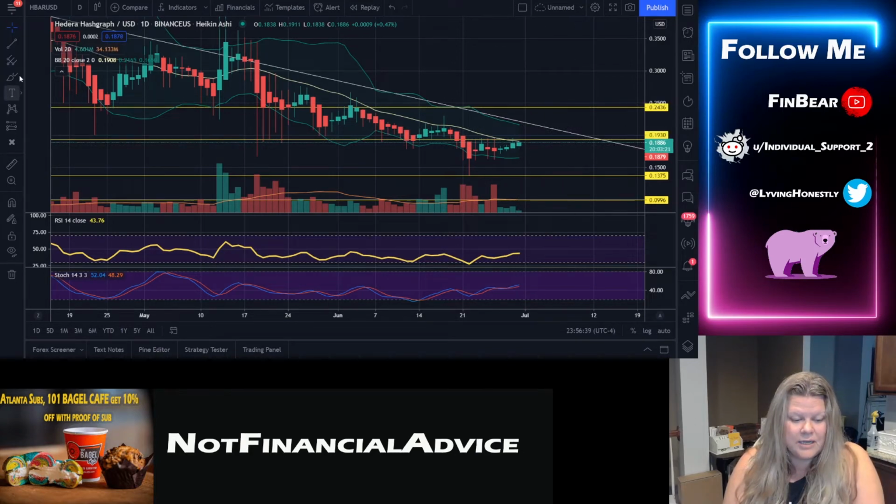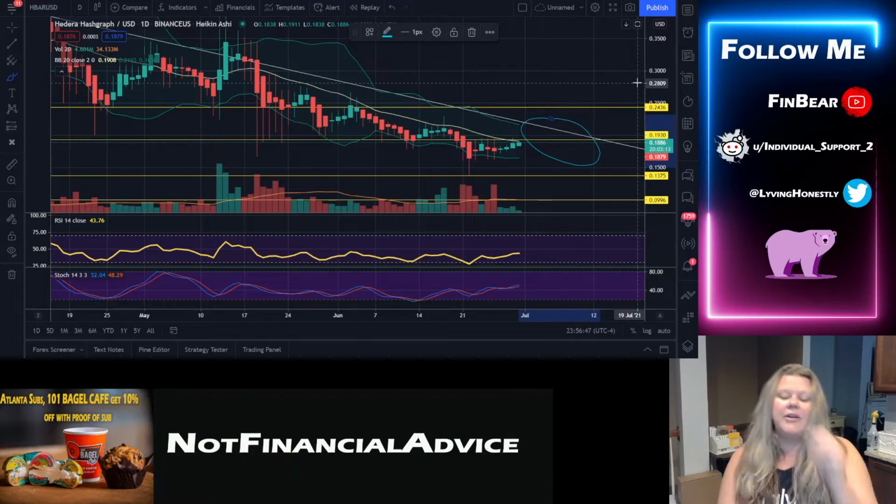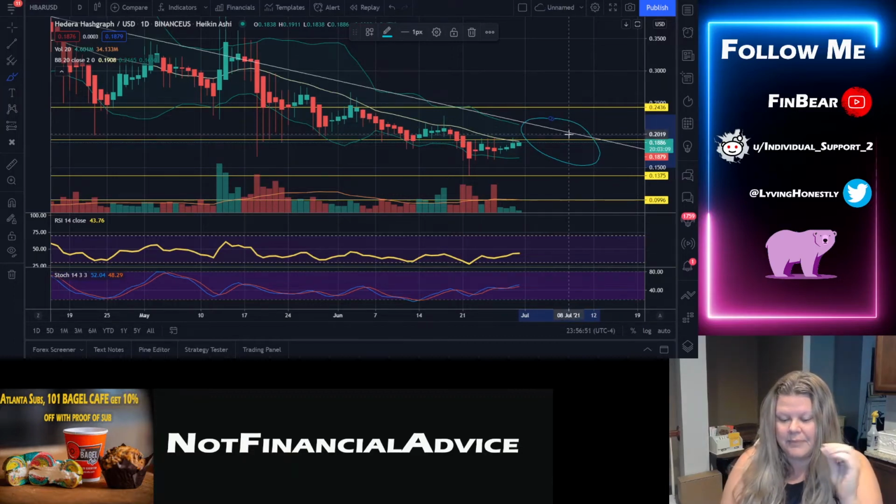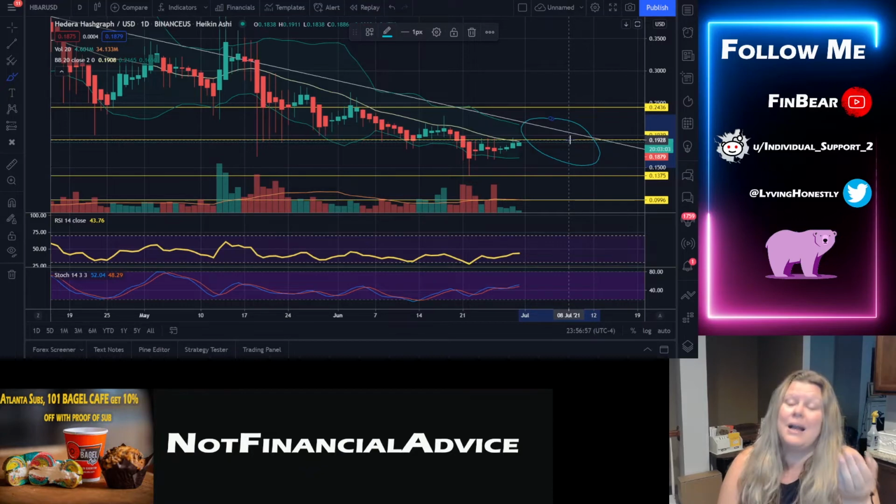See if I can make a square. I can't remember how. We're going to try to see if I can draw. This area right here, if it will allow me to do it, is an area of upcoming convergence. So expect to see around here, let's see what this is, July 11th, we're going to see some moves.